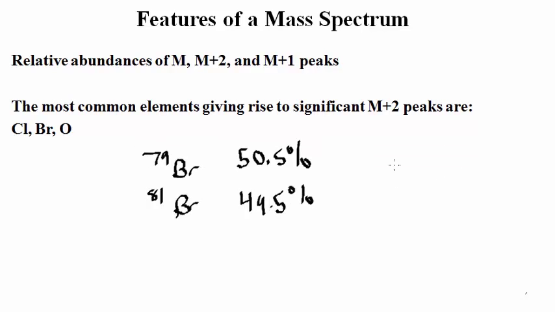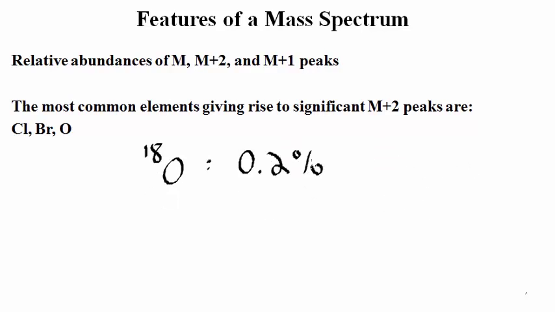Similarly, bromine in nature is about 50.5% Br79 and about 50% Br81. So a ratio of the M to M+2 peaks of approximately 1 to 1 will indicate the presence of a single bromine atom in the compound.